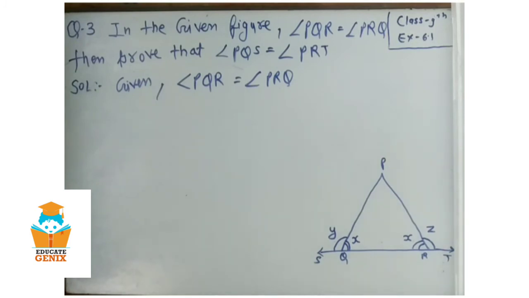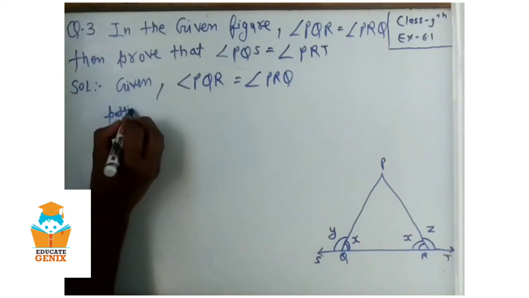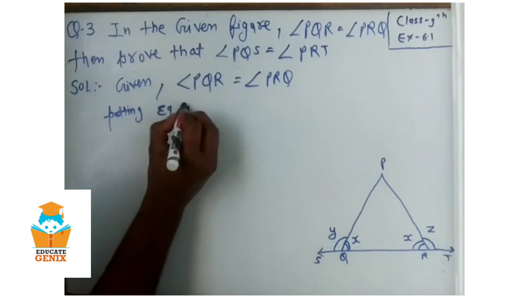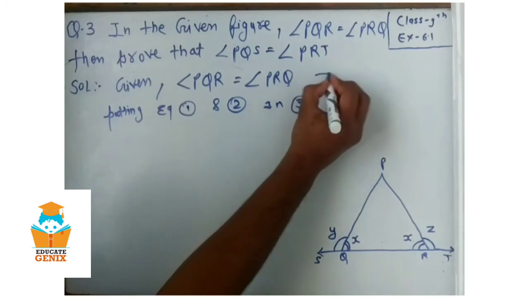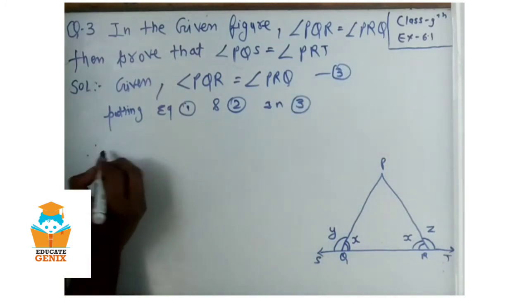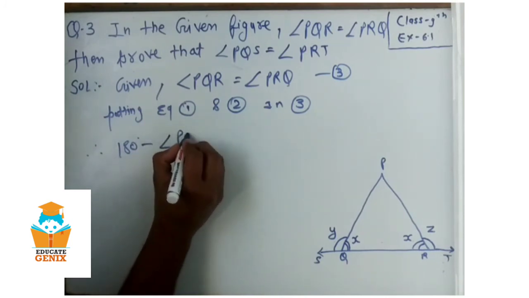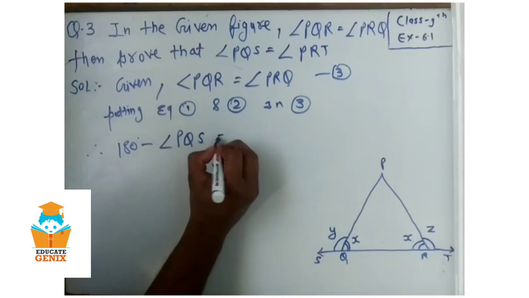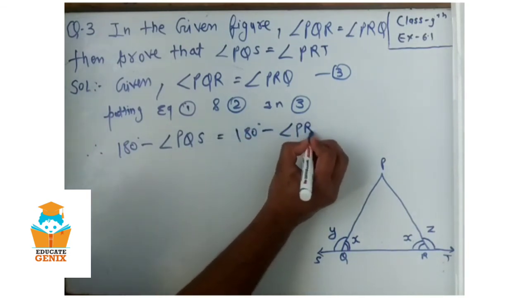Further continuing. As already given, angle PQR equals angle PRQ. So we are going to put our equations first and second in this. Putting equations first and second in third, this is our equation third. Therefore, 180 degrees minus angle PQS equals 180 degrees minus angle PRT.